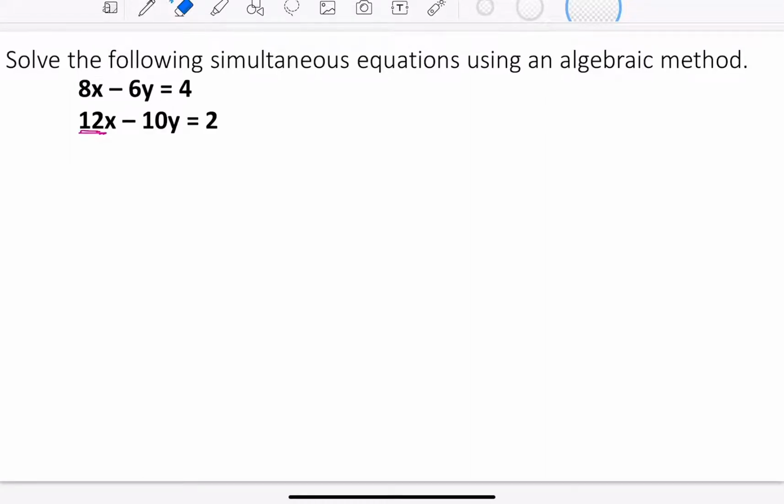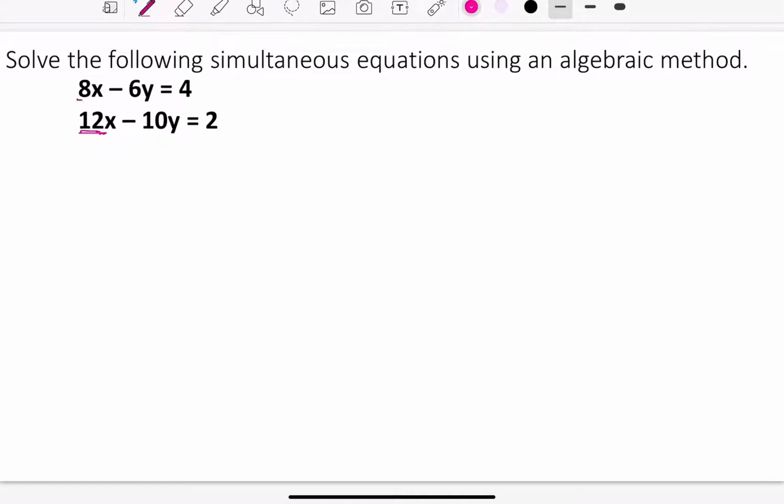When asked to solve equations simultaneously using an algebraic method, it first of all means that we can't go about drawing the two linear graphs and seeing where they connect. We have to do it algebraically. This means that we have to use a system of elimination and solving to find the values of x and y. So the first thing you're going to do is make the coefficient, the number in front of x, exactly the same.